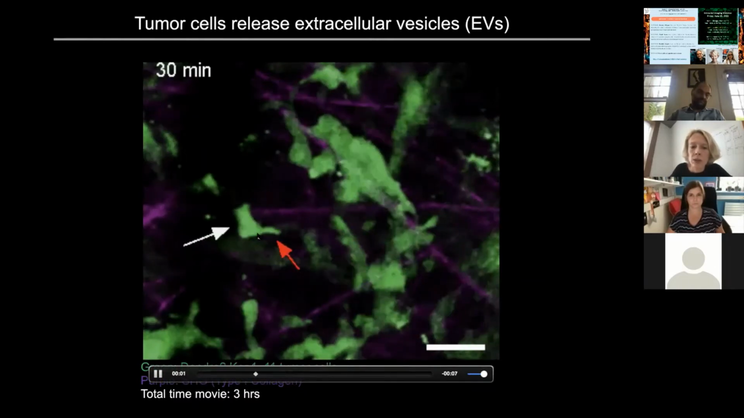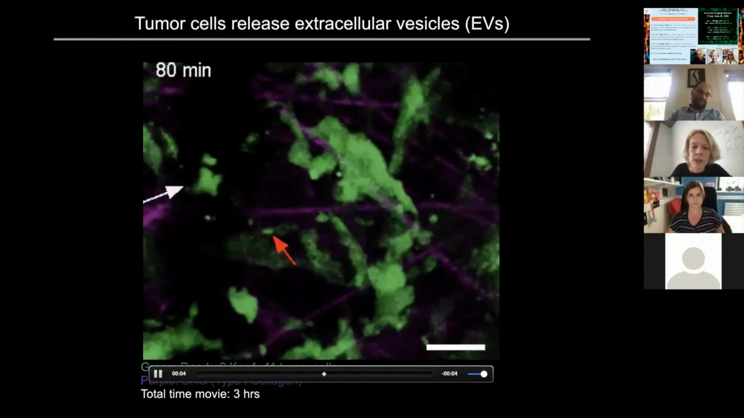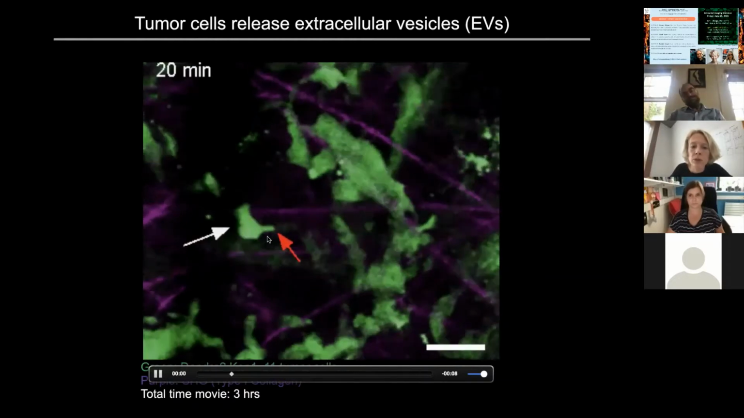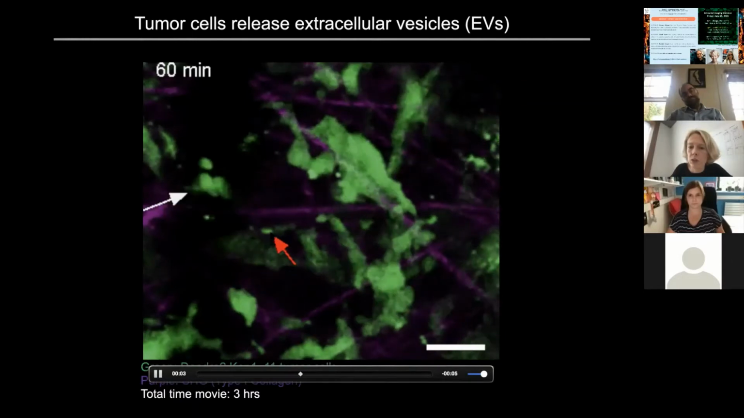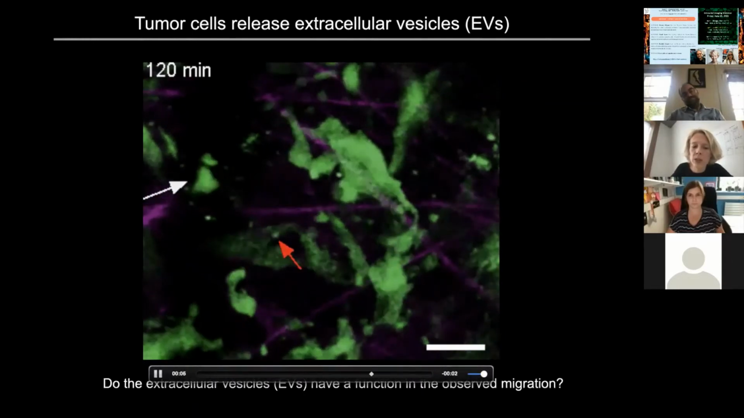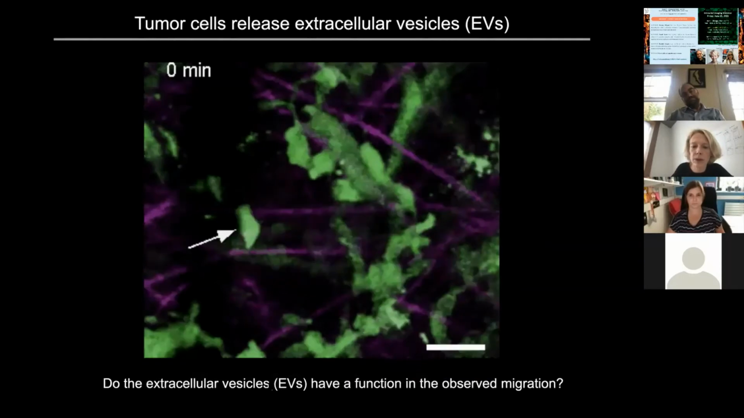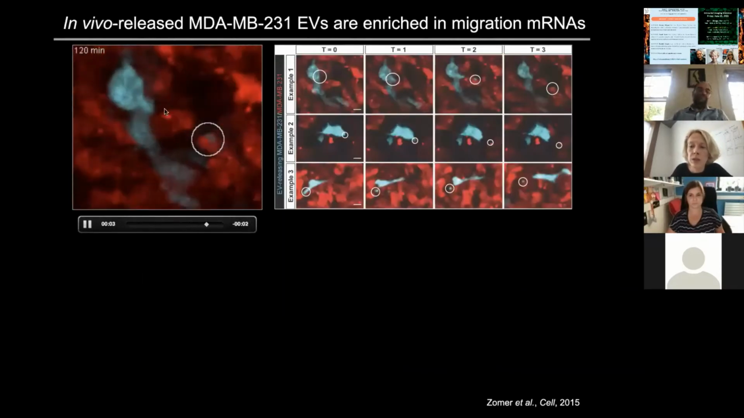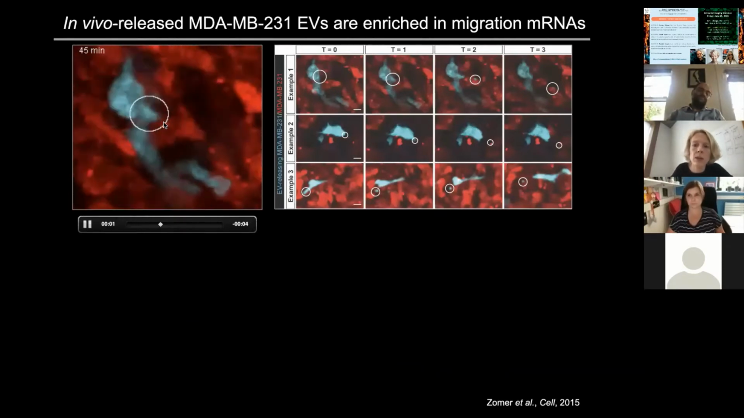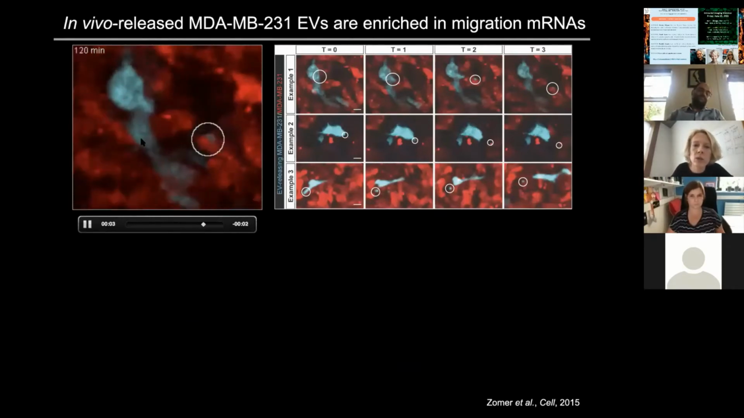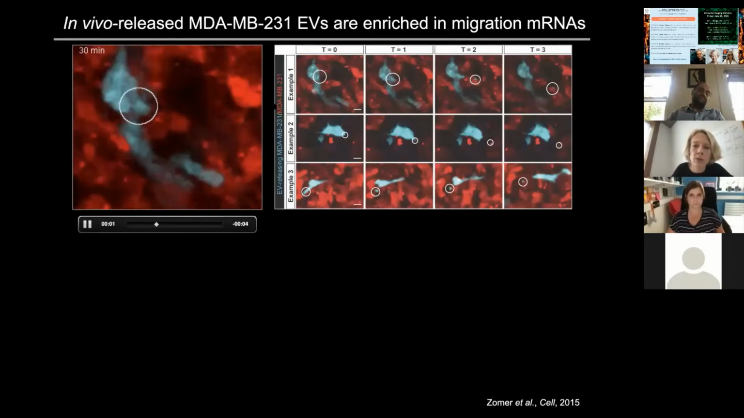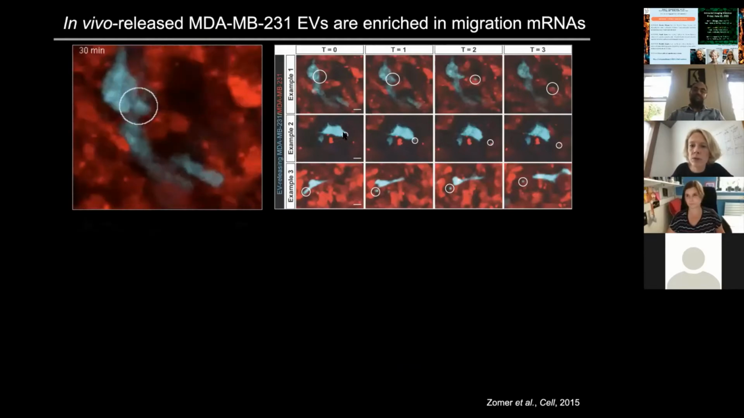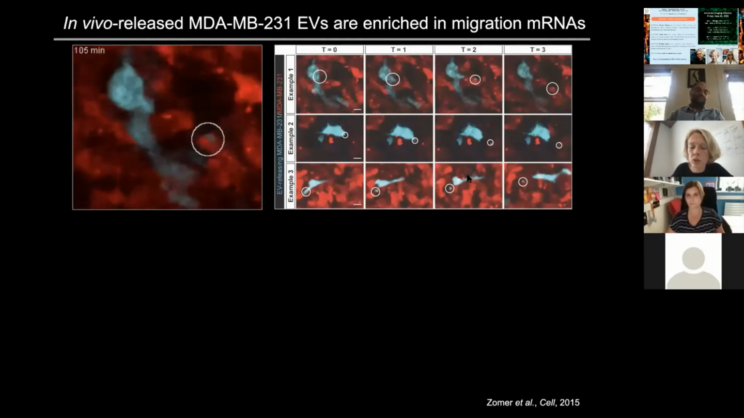So the project started with an observation that we made during intravital imaging. So in green, you see breast tumor cells. In addition to this observed migration behavior of these cells, we observed the release of these extracellular vesicles. And we were wondering whether the extracellular vesicles have a function in the observed migration behavior. So to investigate this vesicle release even a bit better, we differentially fluorescently labeled individual tumor cells from their surrounding tumor cells. And indeed, in multiple instances, we could observe the release of these extracellular vesicles.